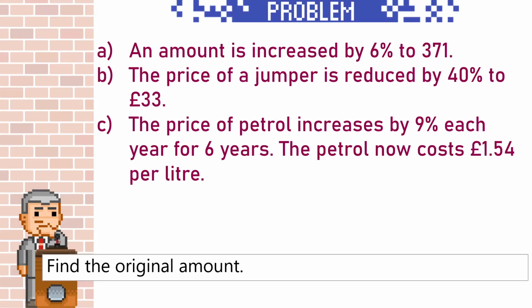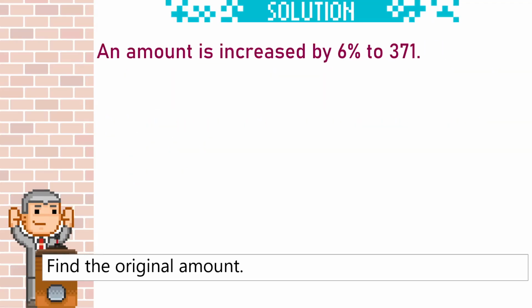Let's go through these questions. In this question, we're increasing something by 6%. As a multiplier, a 6% increase will be 100 plus 6, which is 106%, divided by 100, 1.06. We know that it's going to equal 371. Since we're starting with 371, we'll need to divide by the multiplier to give us 350, which was the original amount.